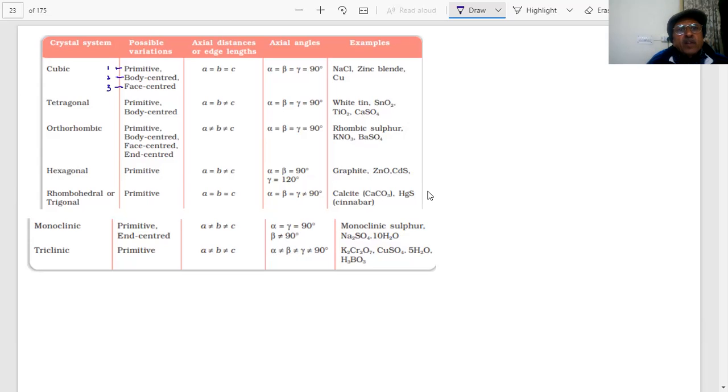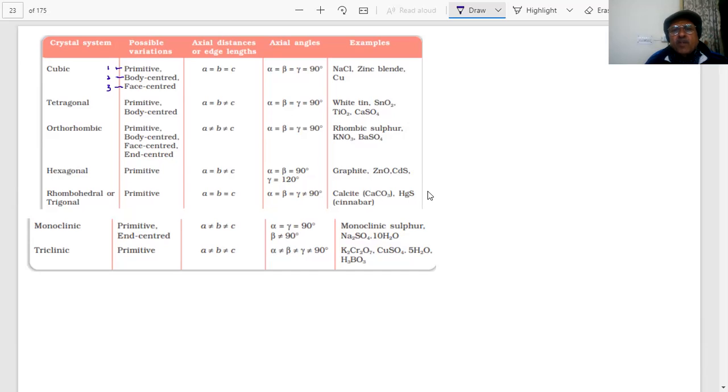So you have A equal to B equal to C, alpha, beta, gamma. Examples of cubic unit cells are NaCl, zinc blende, and copper. These are the examples. If you want to see more details, you can check them in the books. They will show the structures of these compounds, students.